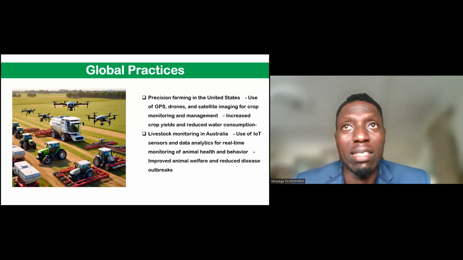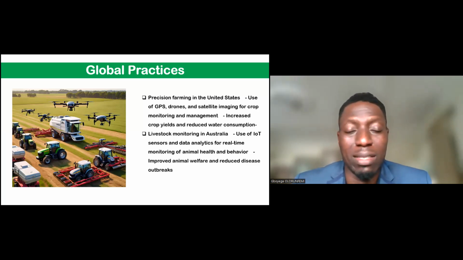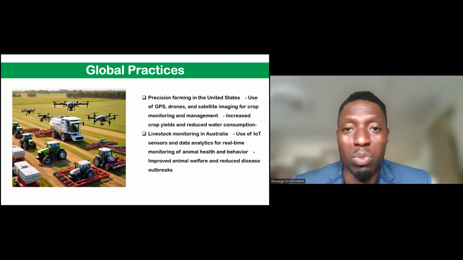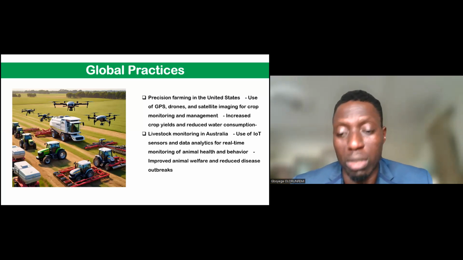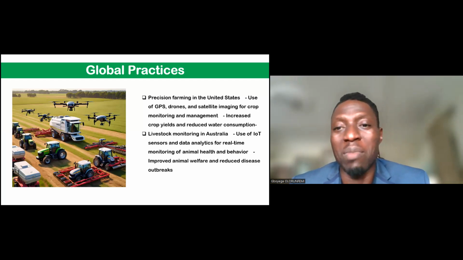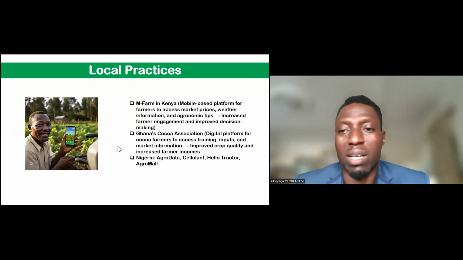And the team that worked on this project have also recorded some level of success in how precise these data are when explored or when engaged to also visit where those plants are. So we have seen advances. We have seen integration of global practices within the local practices. So I'm also going to share some local practices: the M-Farm in Kenya, a mobile-based platform for farmers to access market prices.